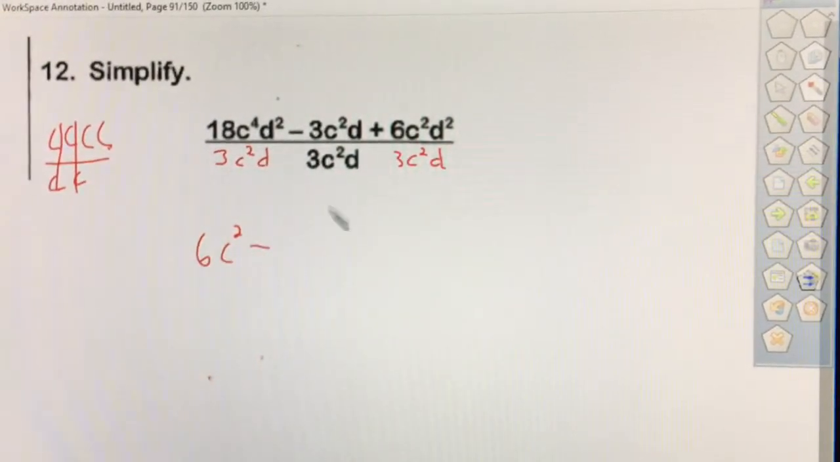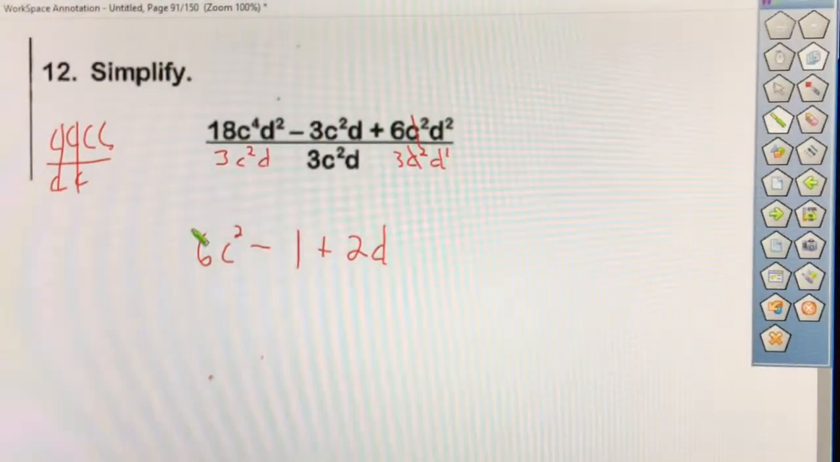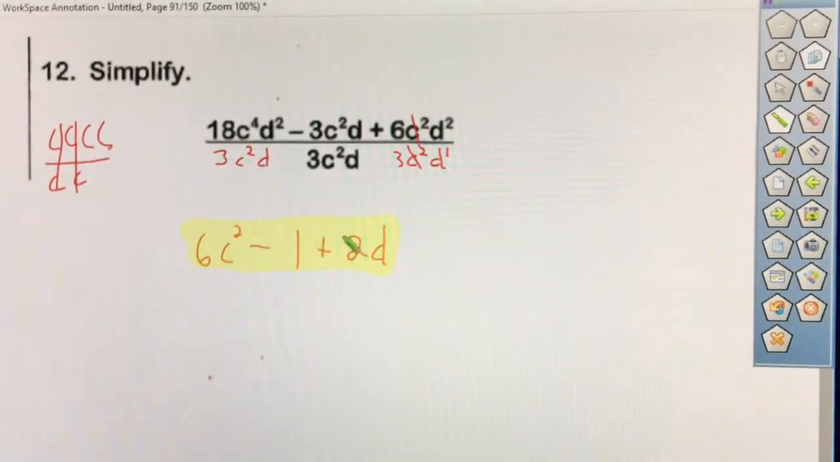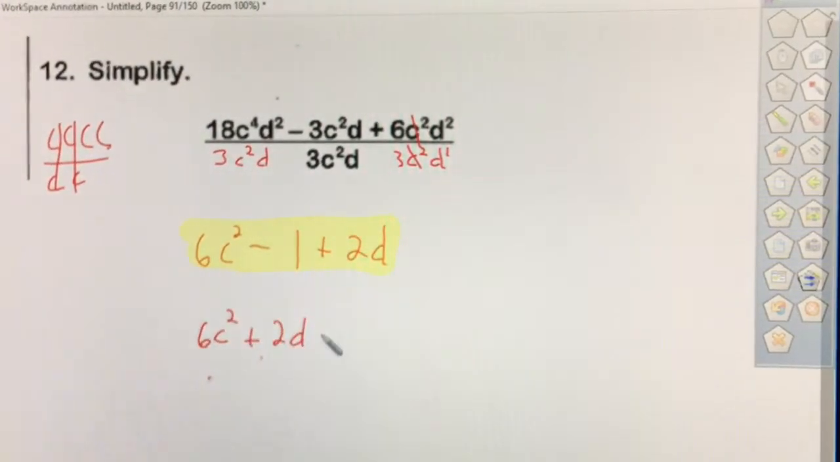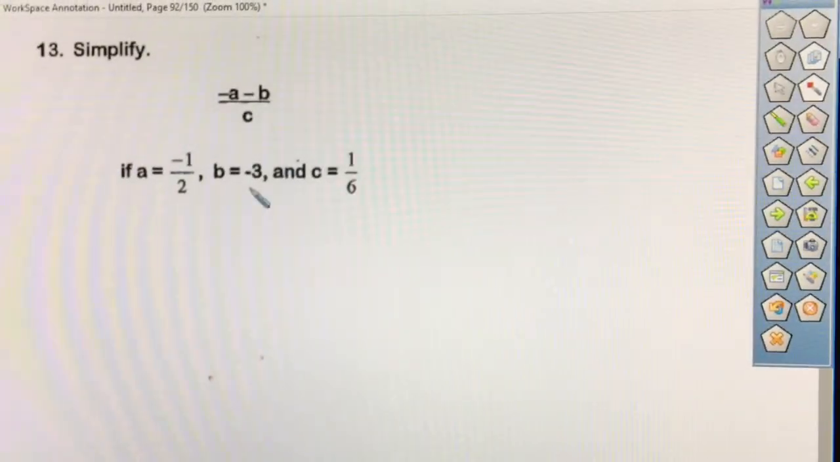Minus sign comes down. 3 divided by 3 is 1. C squared divided by c squared is 1. D divided by d is 1 in the middle, plus 6 divided by 3 is 2. C divided by c, that simplifies. D squared divided by d to the first is just d, and that is my final answer for that one. They might rearrange it and put the constant last, so it might look like this: 6c squared plus 2d minus 1. It's called the commutative property.